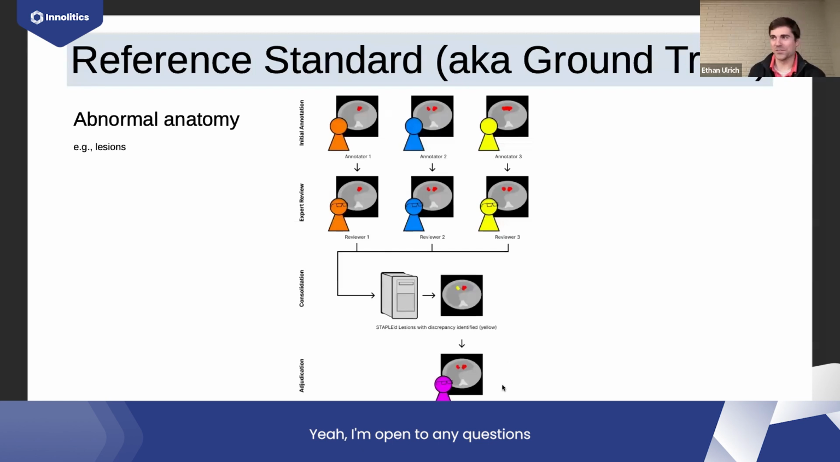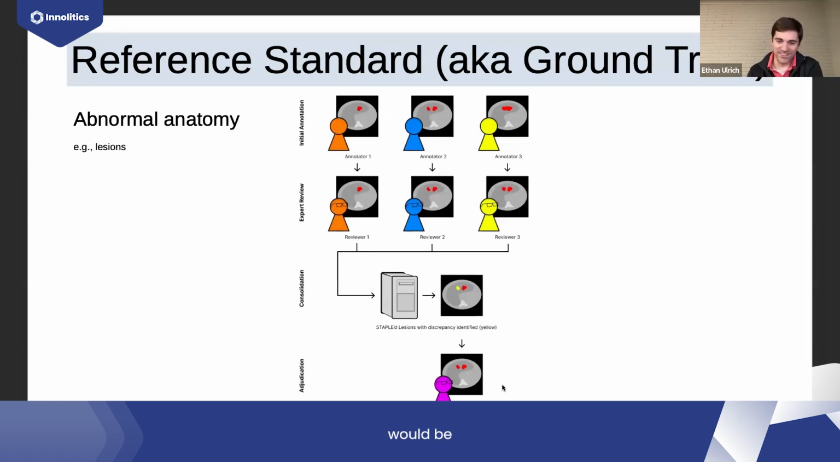Yeah, I'm open to any questions or if something's not clear. You said when the adjudicator is given an MRI, an image that has a discrepancy, are they also given the opinions of the previous reviewers to take into account what others have said, or just? Yeah, I think either way would work. You would just have to make it part of your protocol.